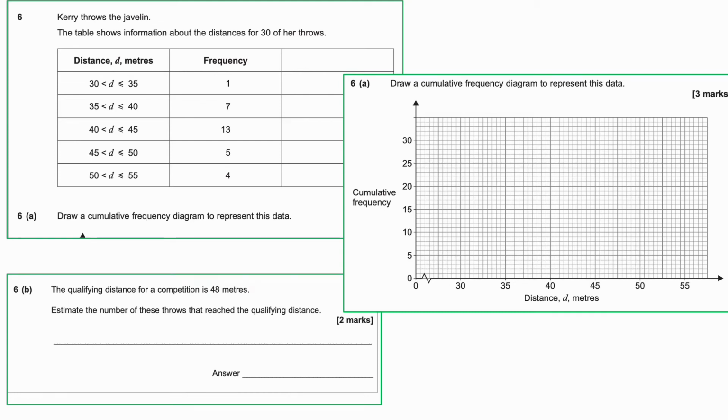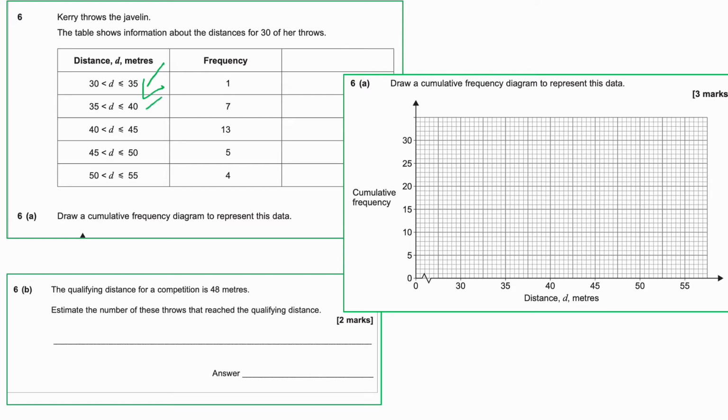So this question is about cumulative frequency, and it is showing the frequency of different distances of javelin throws. So Kerry's thrown it 30 times, and this shows us how many times she's got within the varying distances. And what these mean are that for the distance between greater than 30 metres and less than or equal to 35, Kerry got 1 throw in that group.